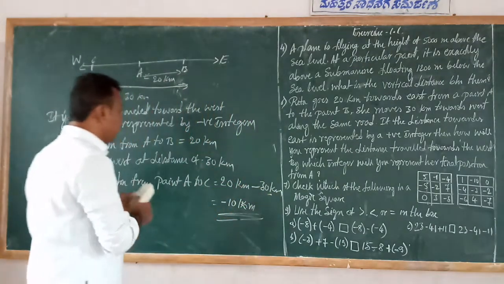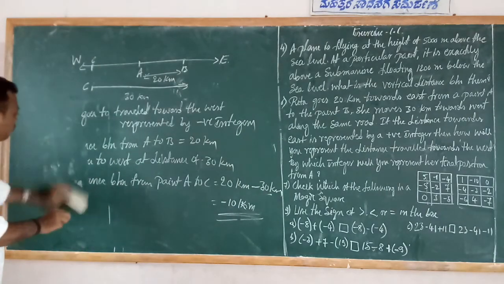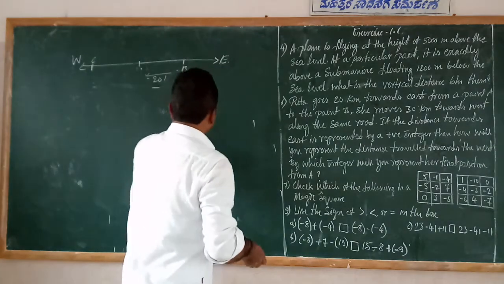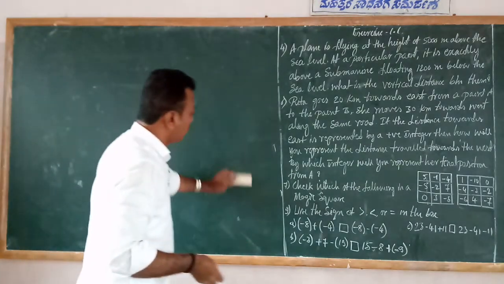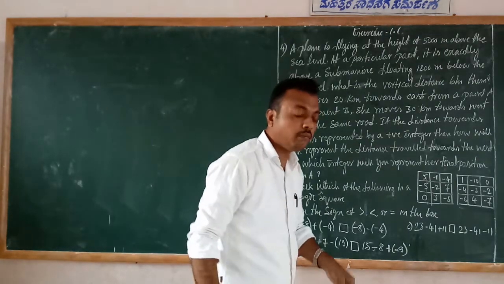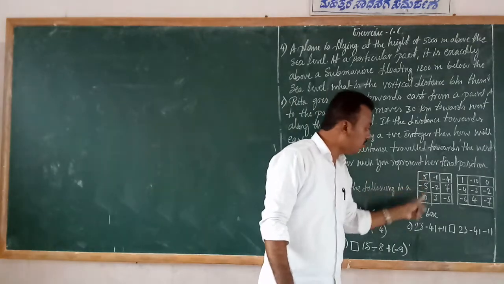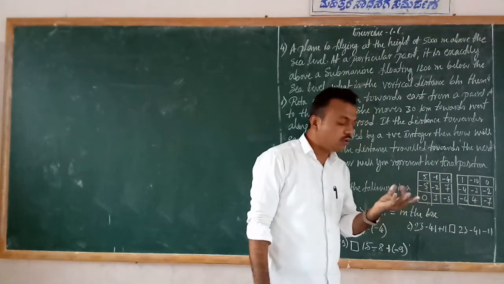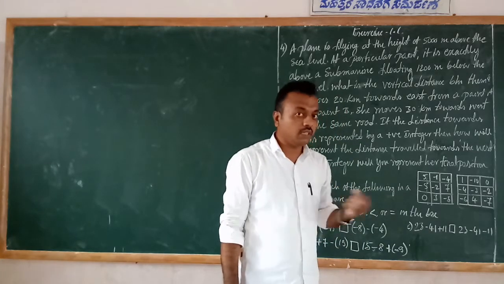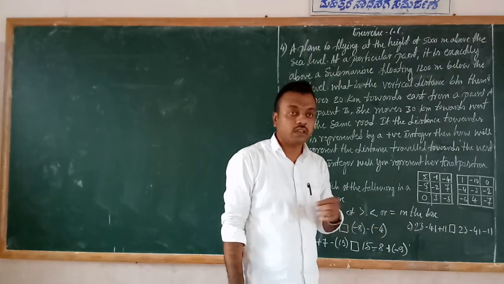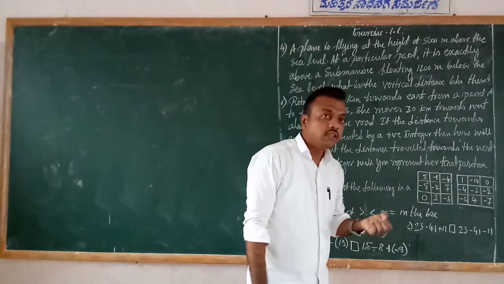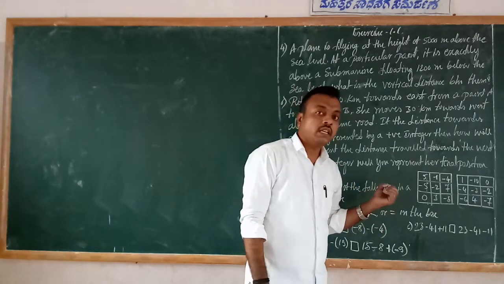So next, question number 7. Check which of the following is a magic square. Do you know the magic square? A magic square means the sum of the rows, the columns and the diagonals remains the same. If the sum remains the same, that is a magic square. If the sum is not equal in any one of the columns, rows or diagonals, that is not a magic square.